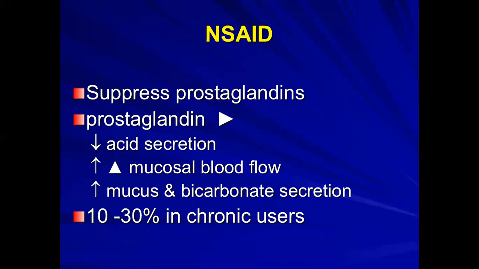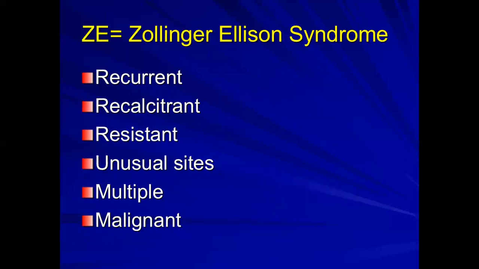NSAIDs suppress the prostaglandins, and in return, prostaglandins decrease acid secretion, increase mucosal blood flow, and increase mucus and bicarbonate secretion. This is a function of the prostaglandins, which is suppressed by the NSAIDs. So 10 to 30% of patients on chronic NSAIDs develop ulcers.